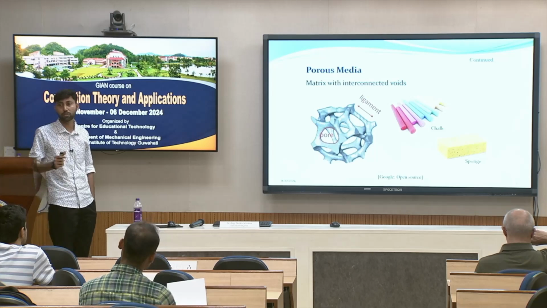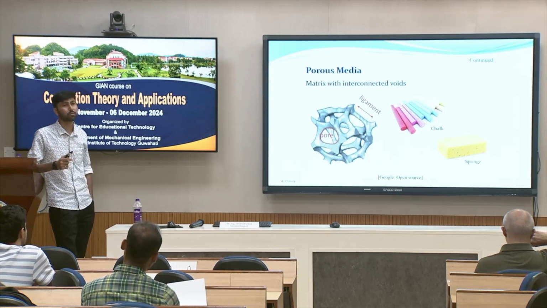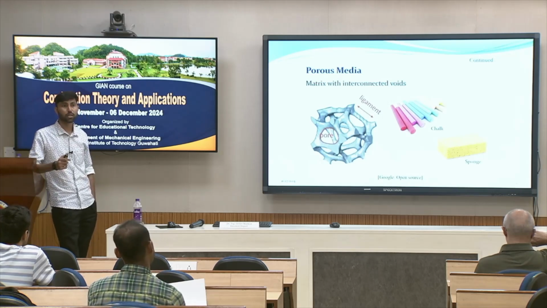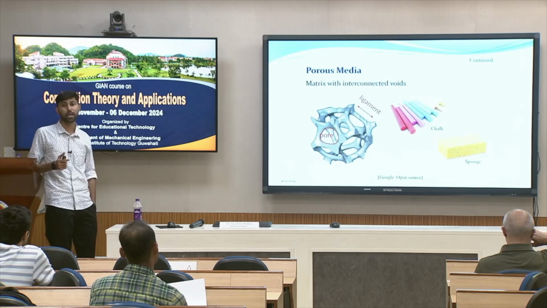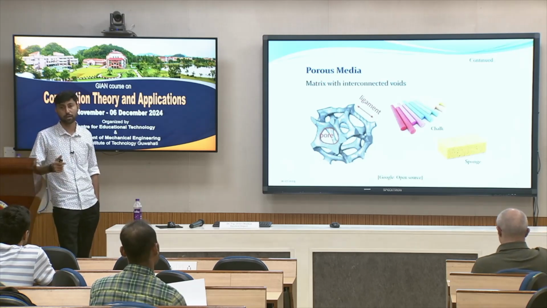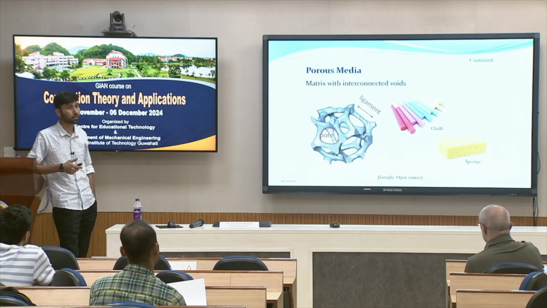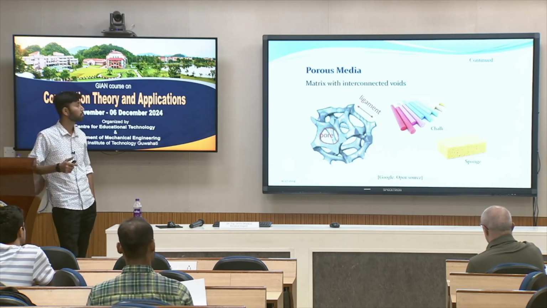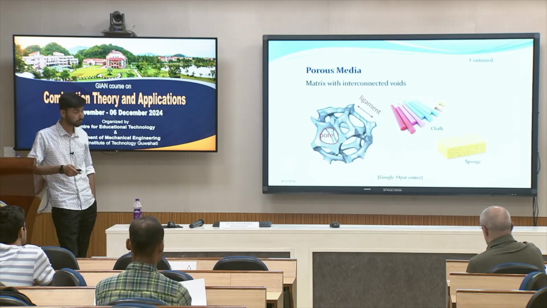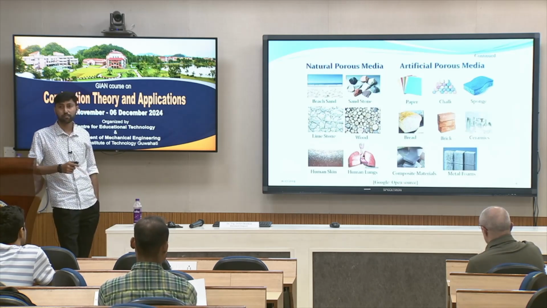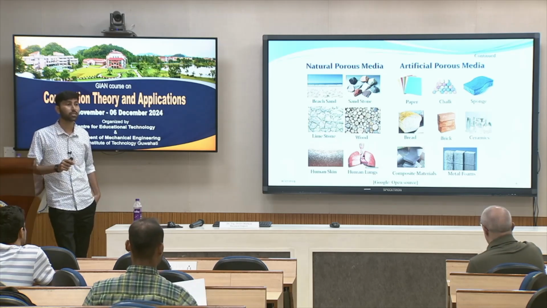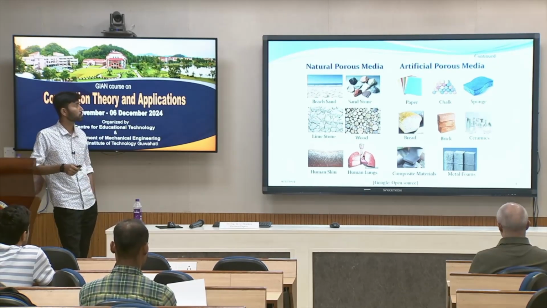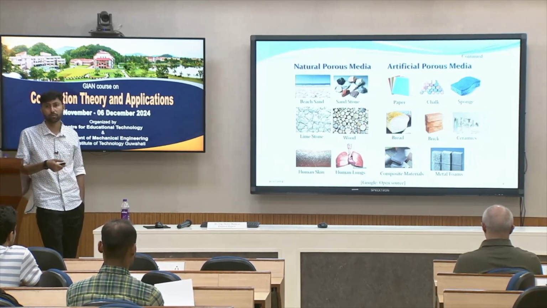That skeleton portion or matrix, we can call a ligament, or sometimes it is also referred to as fibers. When it comes to porous media, there are two types: one is deformable porous media and another is non-deformable porous media. As we can see in this example, chalk comes under non-deformable porous media, and this sponge comes under deformable porous media. And based on occurrence, there are natural porous media as well as artificial porous media. These are a few examples of each.